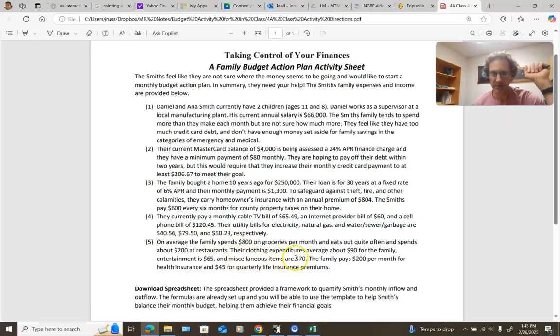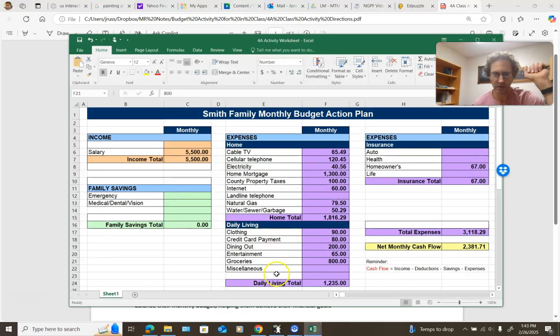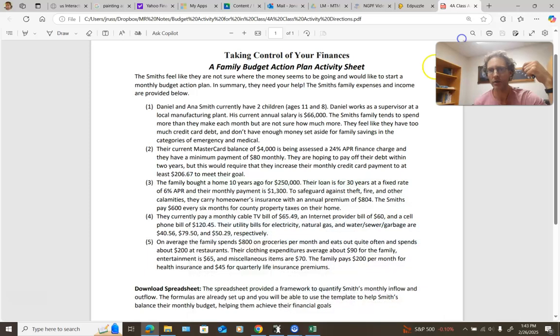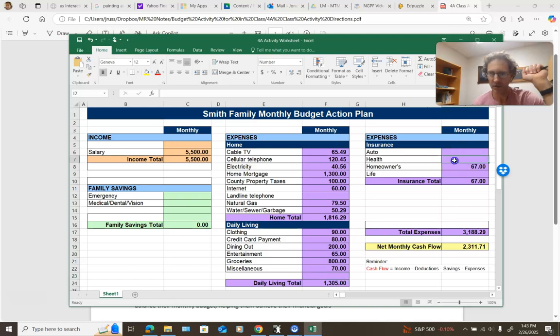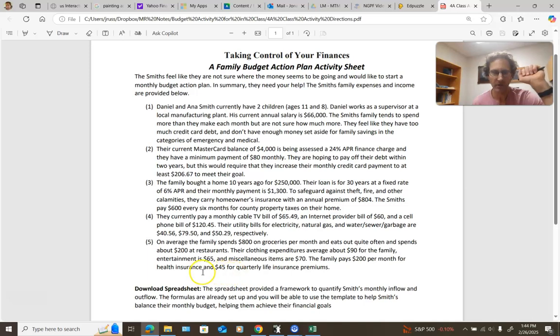And miscellaneous items are $70 per month on average. So remember, when you're making a budget, you have to look at averages. And then the family pays $200 per month for health insurance. So for health insurance over here, $200 per month. That's already prorated correctly.